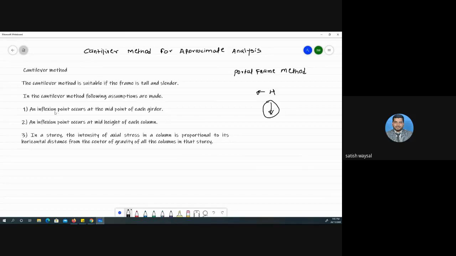An inflection point, that is the internal hinge, occurs at mid height of each girder, that is each beam, and an inflection point, the point of counterflexure, occurs at mid height of each column. Those assumptions were the same in the portal frame method as well as in the cantilever method. Only the third assumption is the difference.